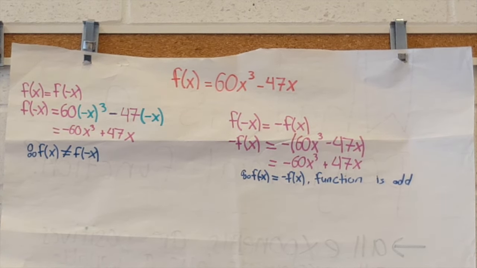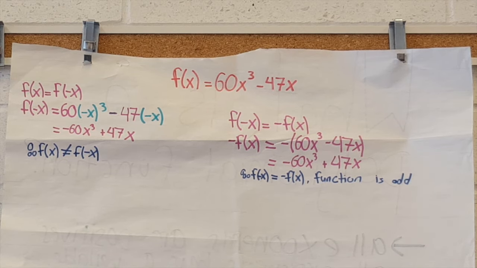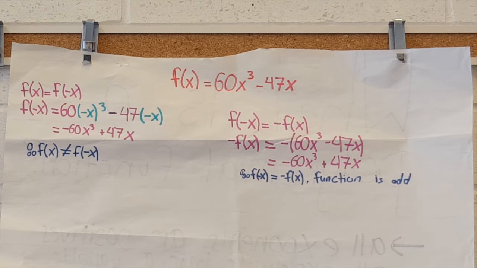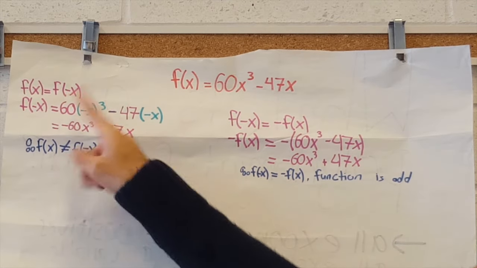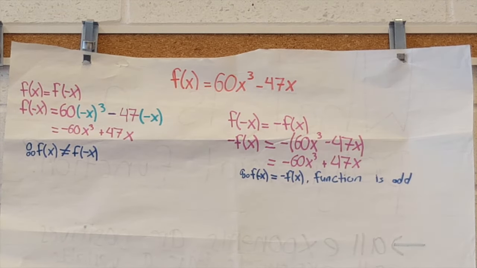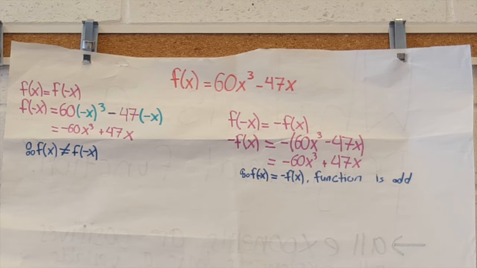If we have the function f of x is equal to 60x cubed minus 47x, we're going to see if this function is even or odd. In order to do this, we're going to first see if the function is even. So we're going to go f of x is equal to f of negative x, and we're going to solve by replacing all of our x variables with a negative x instead.